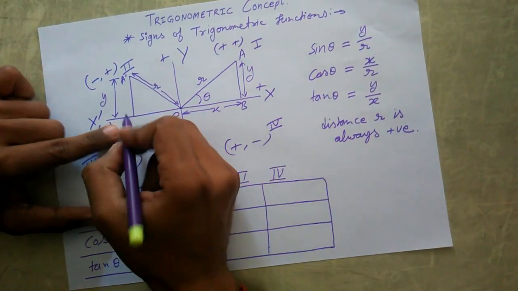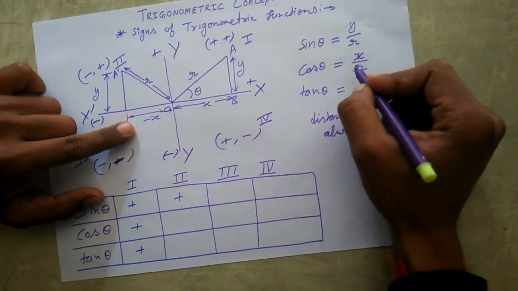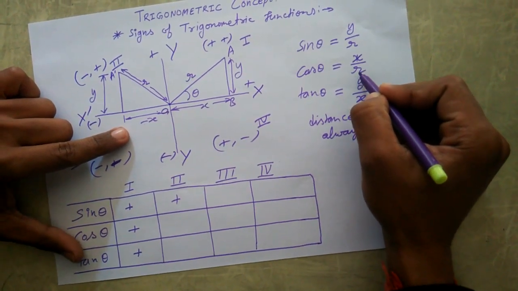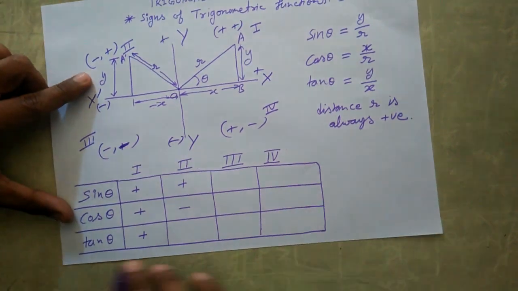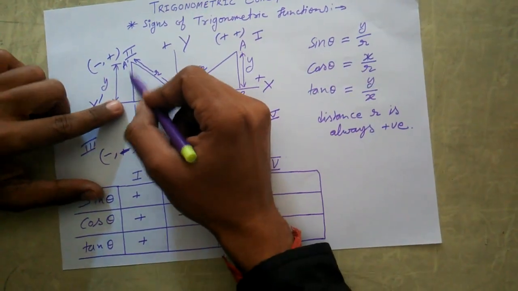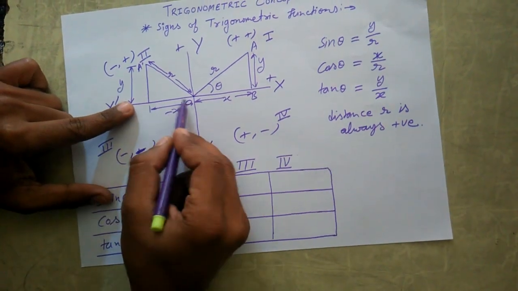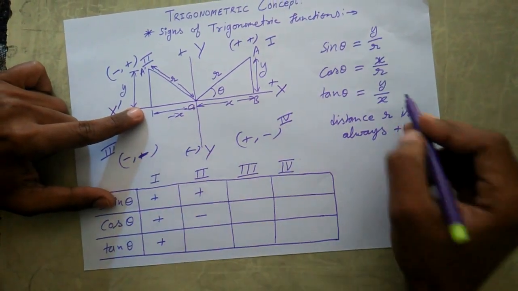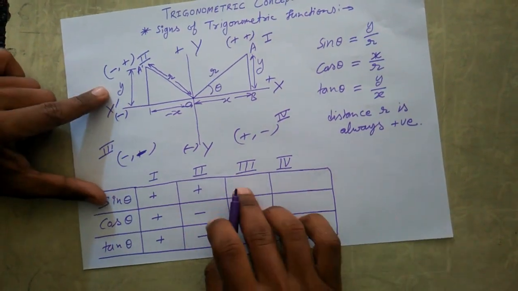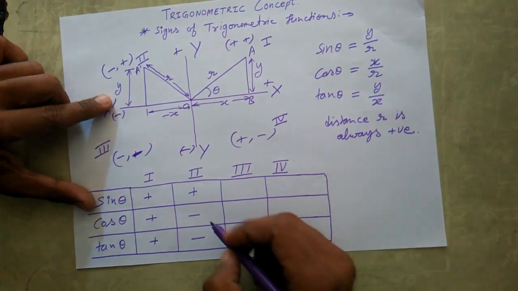Now cos theta. Cos theta here now, X becomes what? Negative X. So cos theta is negative X and R positive. So negative divided by positive, what? Negative. Now tangent theta. Tangent theta is what? Y is positive in second quadrant, and X, what will be X? Negative X. So Y positive, negative X, what will come out? Negative.